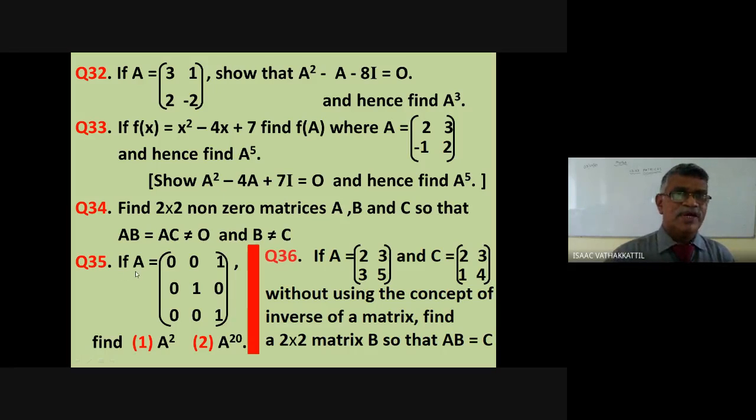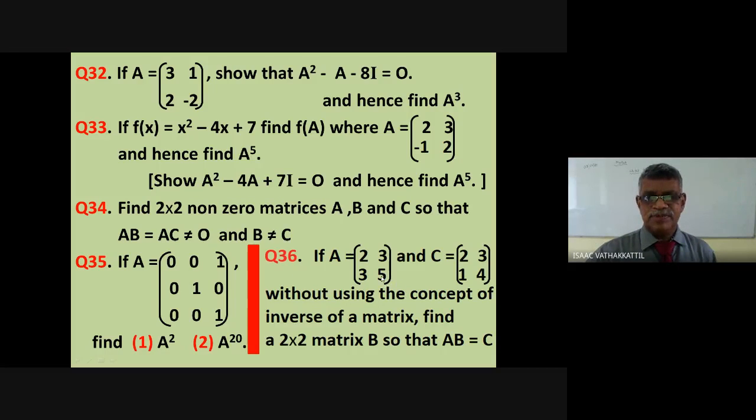Question 35. If A is equal to [[0, 0, 1], [0, 1, 0], [1, 0, 0]]. Find A squared and then you are directly asked to find A raised to 20. Put your mind, when you get A squared, you will immediately get how you can proceed. Find A squared and then A raised to 20. Okay? And don't get surprised when you get A squared, you will get a hint how you can proceed for A raised to 20.